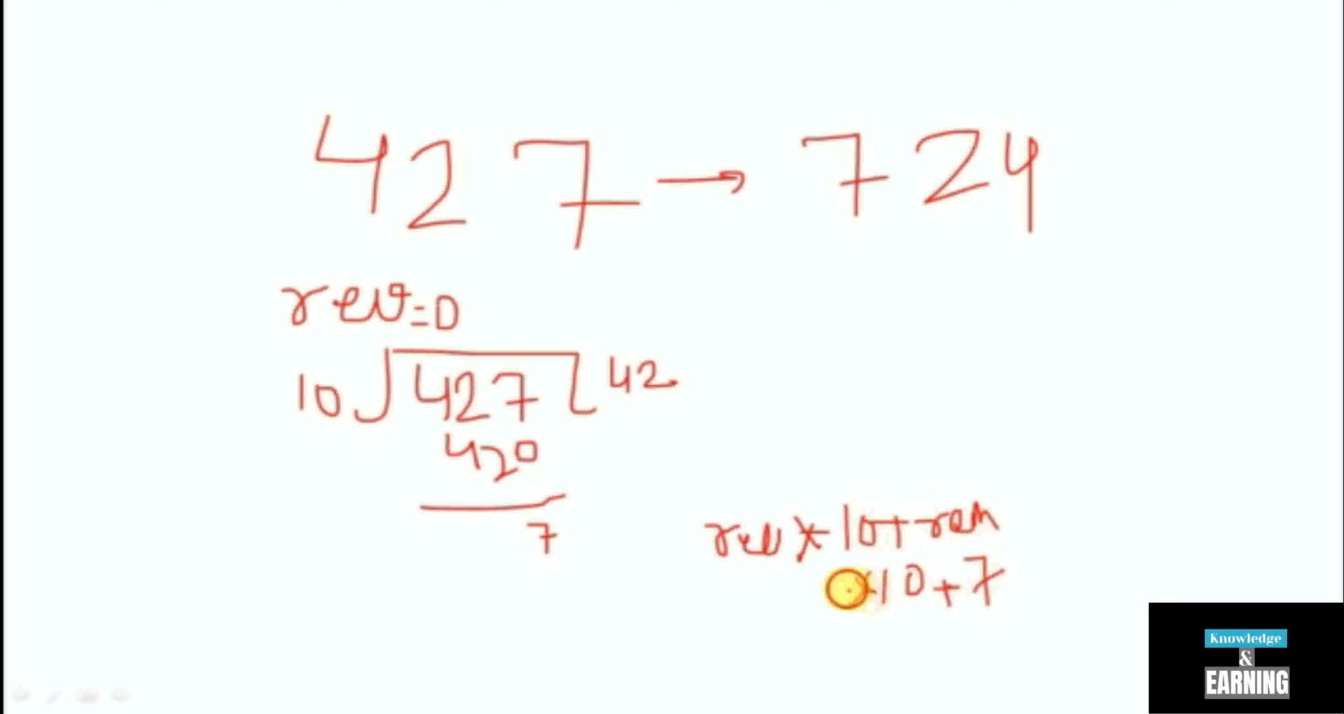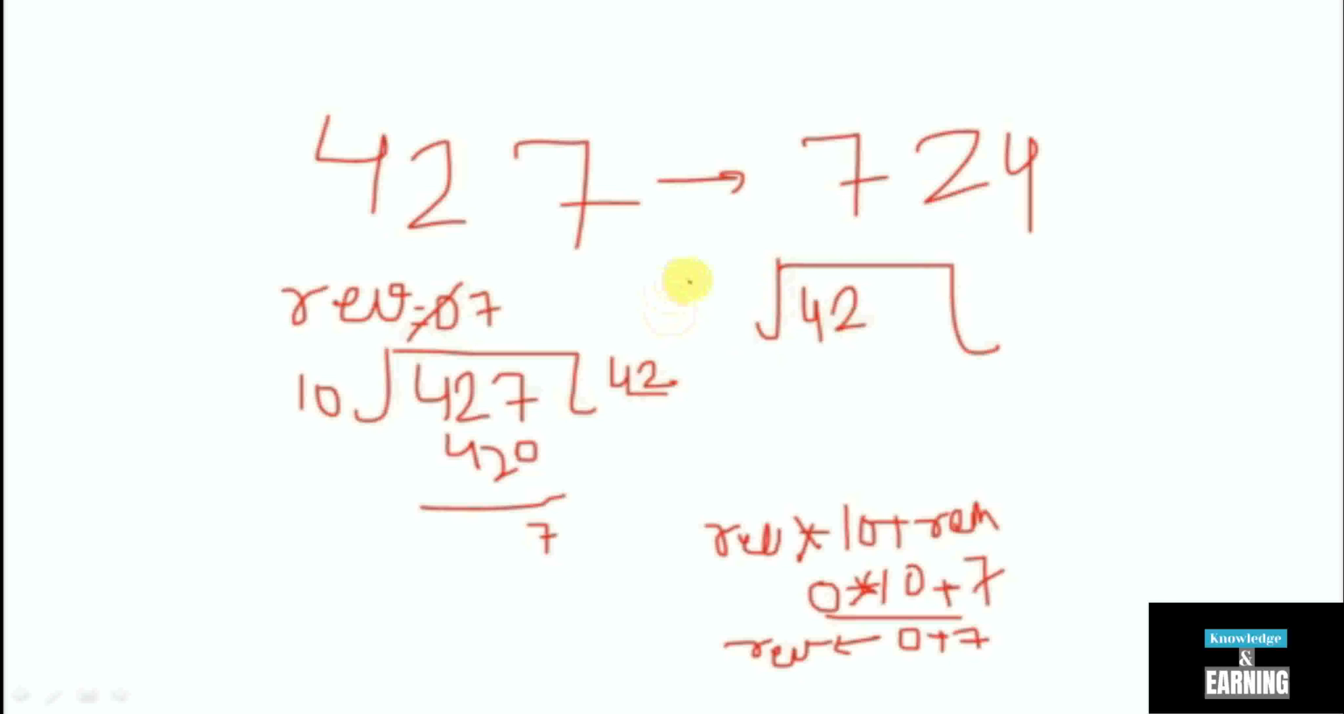Before doing the addition with remainder, it is multiplied with the reverse. So this will give me 0 plus 7. So I will be getting the reverse as 7. So it will be changed to 7. Okay, next time, whatever is the previous quotient will be taken as the next dividend.